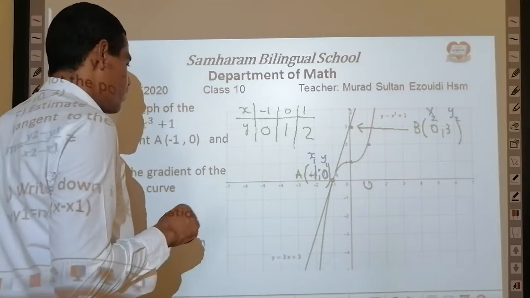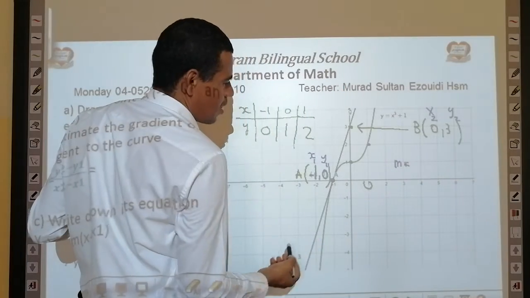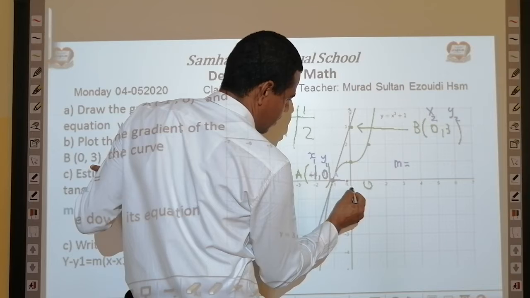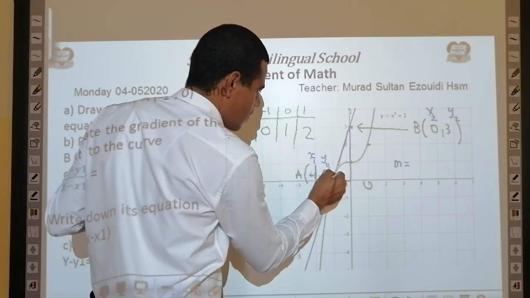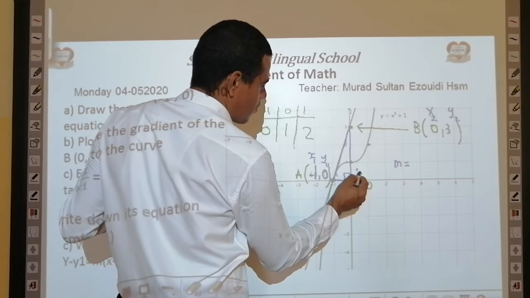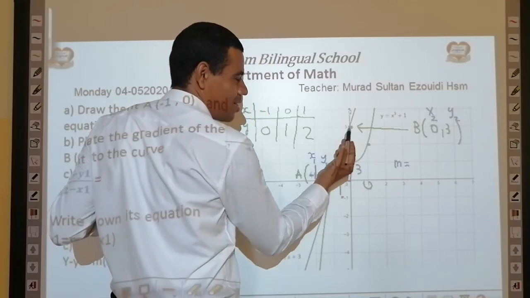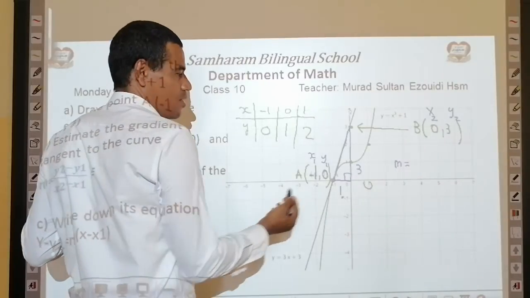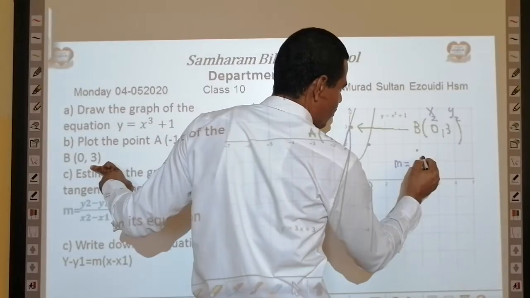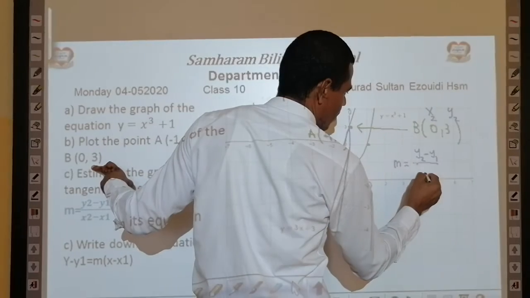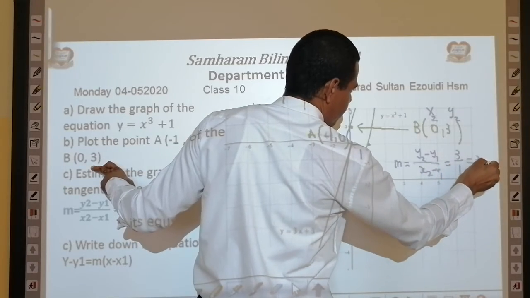Okay. Now I will try to find the gradient. m, my learners, is what? Try to construct a right angle triangle like that. Okay? So, this is a right angle, isn't it? So, how many units? 1, 2, 3. And this is only 1. So, what about the slope? Is it going downwards or up? It's going upwards, meaning its slope or gradient should be positive. So, the answer will be y2 minus y1 divided by x2 minus x1 gives 3 divided by 1 is 3.